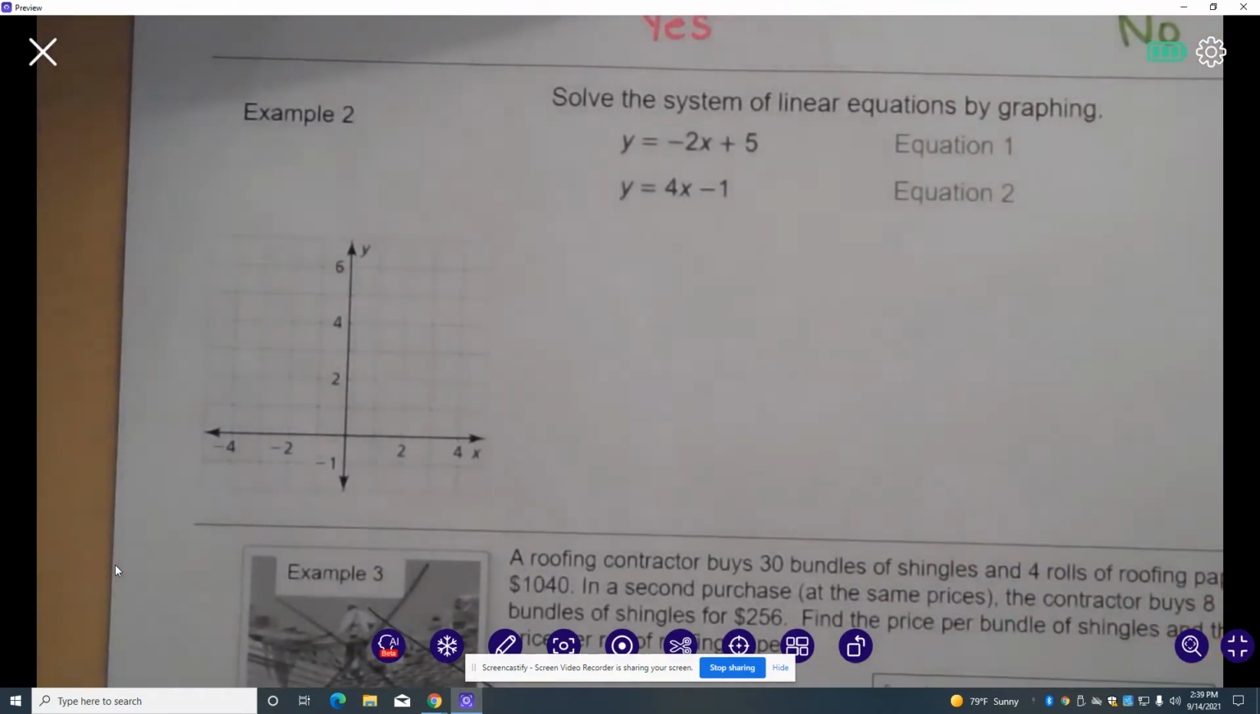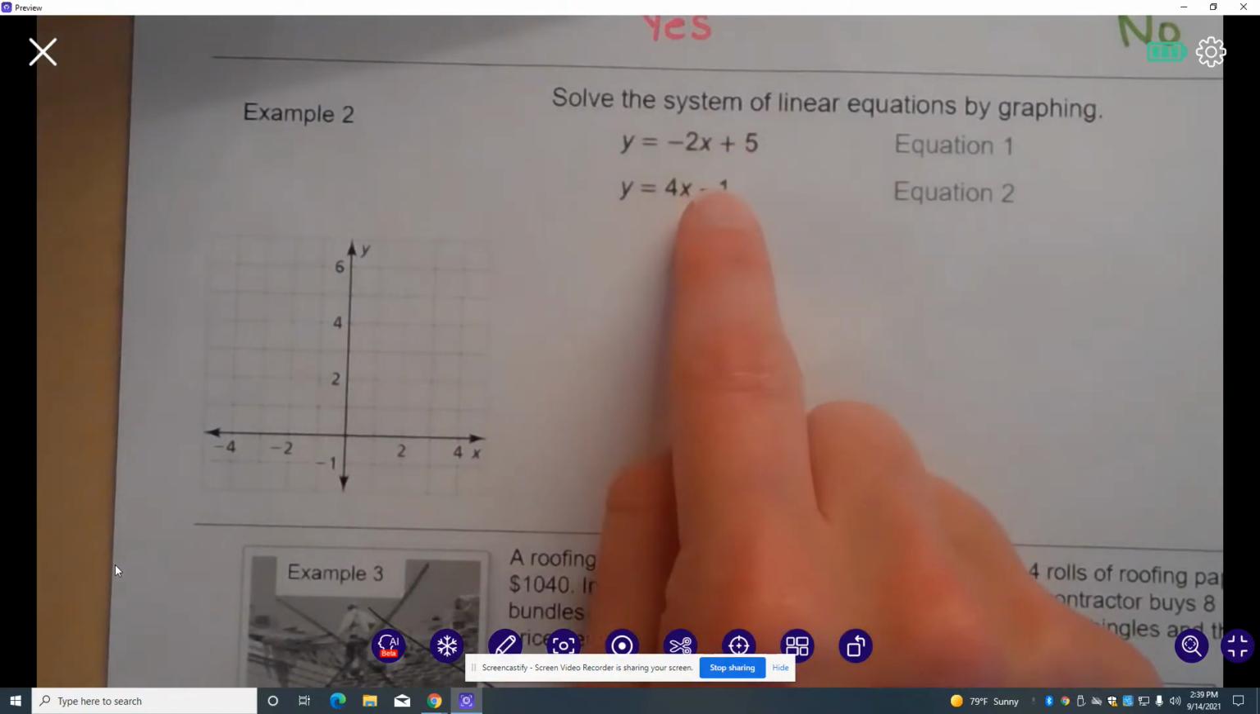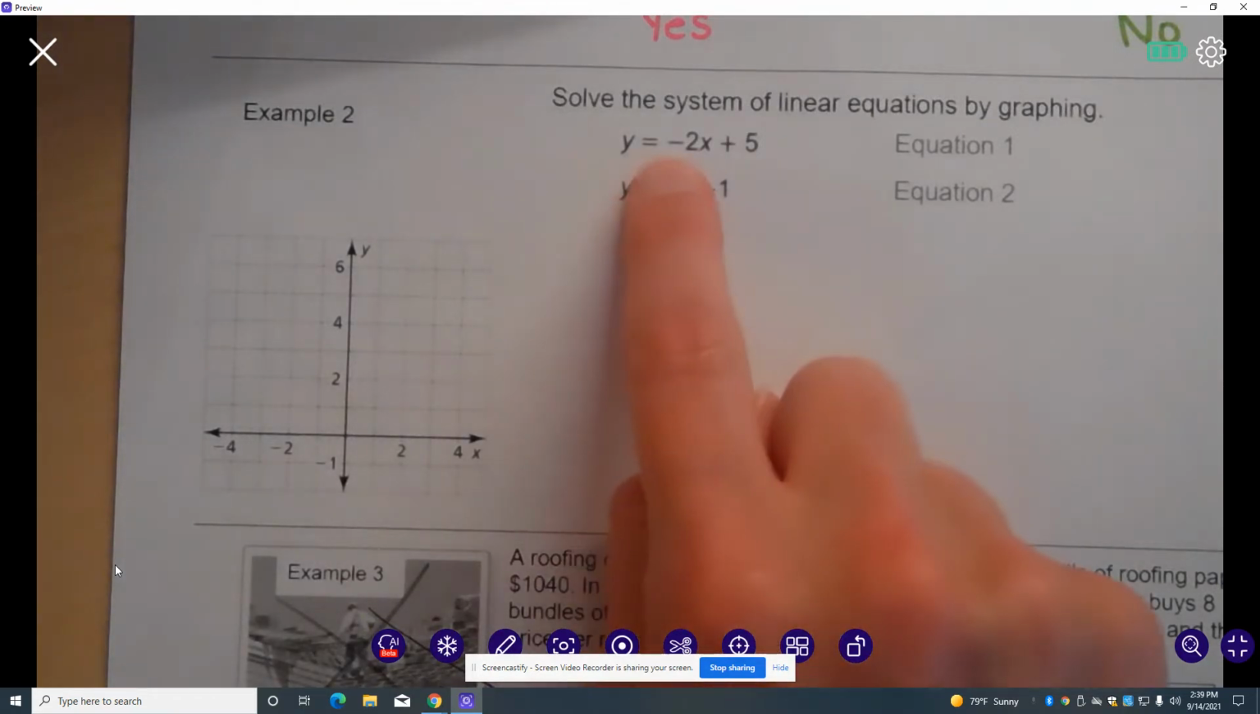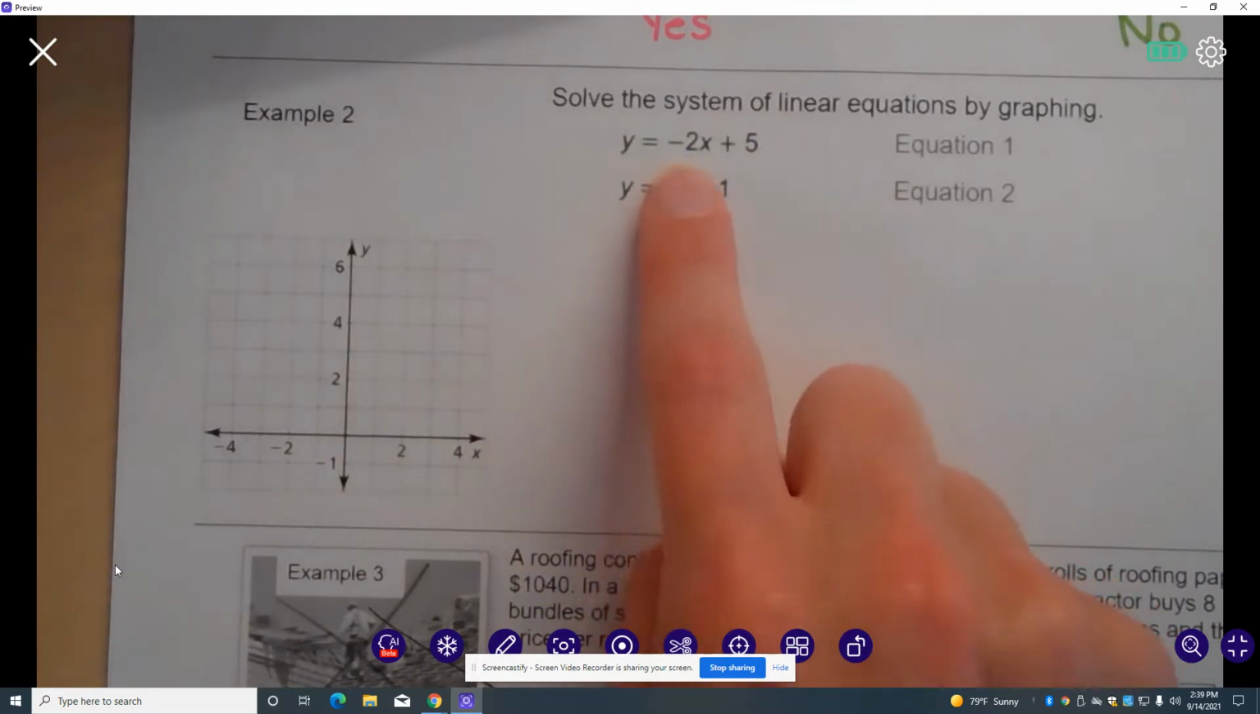Example 2 wants us to solve the system of linear equations by graphing. So remember, when we solve by graphing, we're going to graph both lines, and we're interested in where those two lines intersect, because that point will be a point on both lines, which means it is the solution to the system. So we first need to remember how to graph these lines.